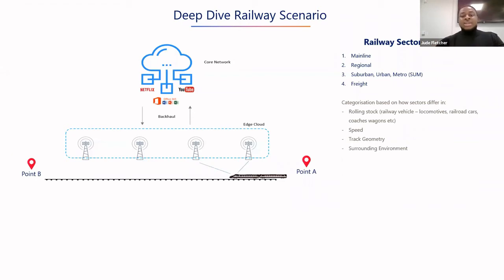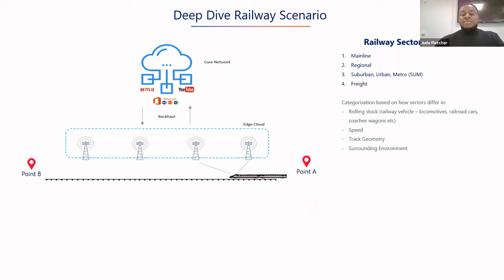The kind of railway vehicle that actually works within these sectors, we have grouped them by the different railway rolling stock which they use. So things like locomotives and railway cars. We have also grouped them in this sector because of the speed at which the rolling stock operates, because of the track geometry, and also because of the surrounding environments.